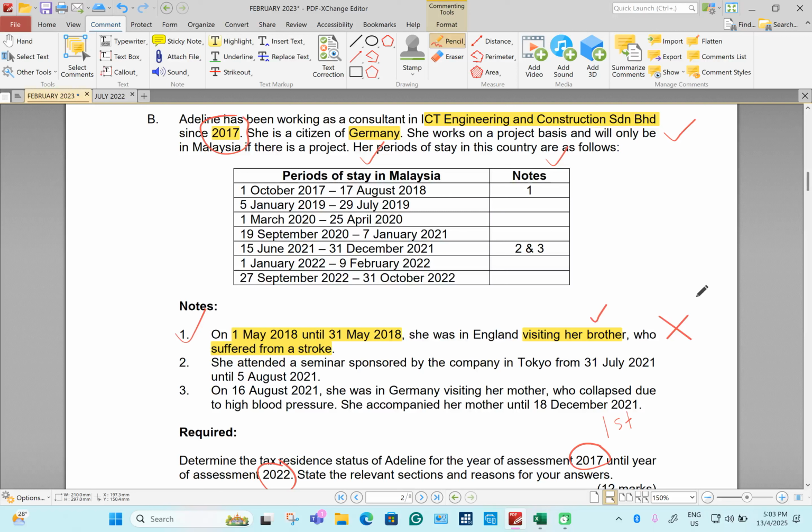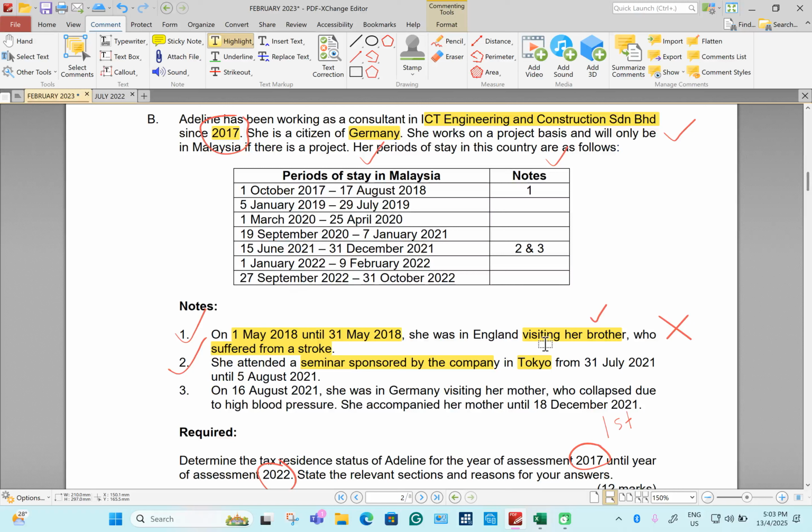Okay, so far so good, guys. Alright, so look at number 2. She attended a seminar sponsored by the company in Tokyo from 31st July to 5th August. Now, look at the keywords here: attended seminar and then sponsored by the company. And then she was in Tokyo, isn't it? Okay, Tokyo is not Malaysia. Tokyo is in Japan. So, why was she in Japan?